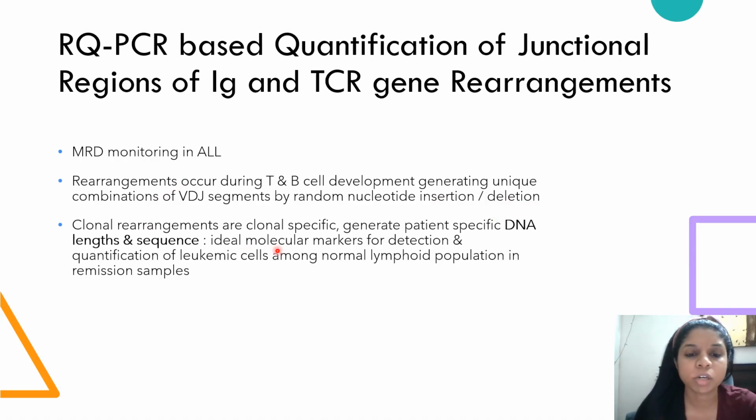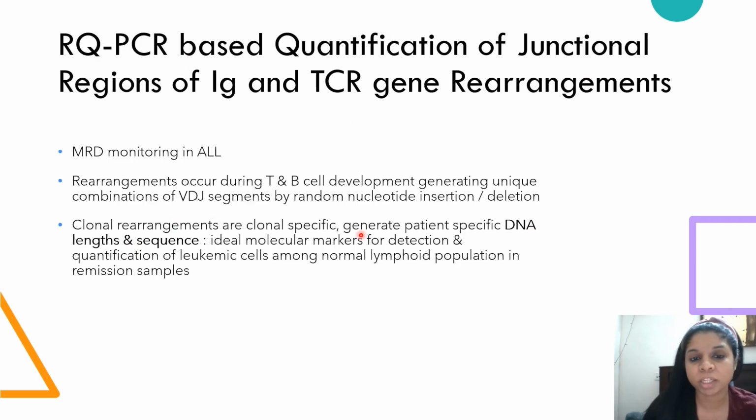Okay. Clonal rearrangements are clonal specific and they generate patient specific DNA lengths and sequence. So I said fusion transcripts are detected at the mRNA level, and then immunoglobulin and T cell receptor gene rearrangements are detected at the DNA level.